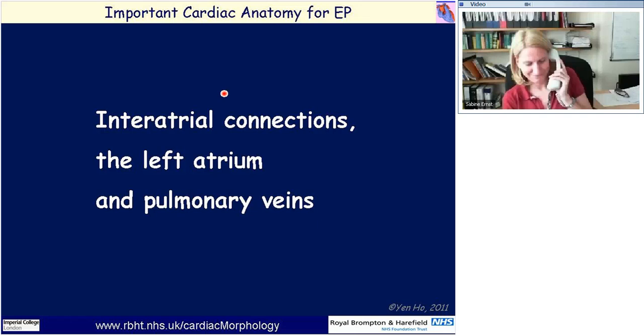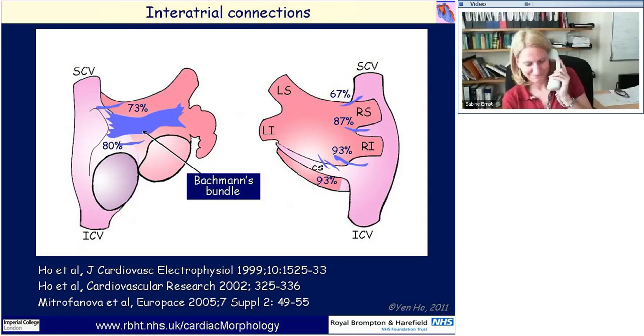Right. I'm going to talk a little bit about interatrial connections, the left atrium and the pulmonary veins. So the atrial chambers are not connected only at the septal level, but we also have other muscle structures that can connect the right and left atrial chambers. And of course, the most well-known one is Bachmann's bundle, crossing the front of the atrial chambers.